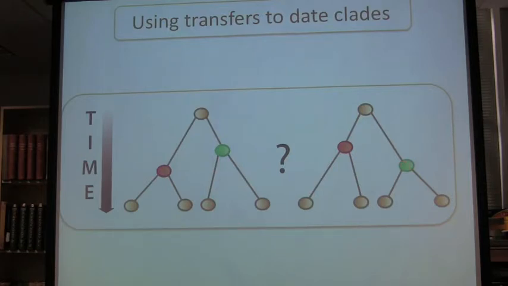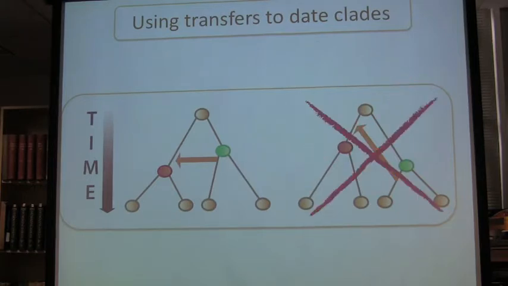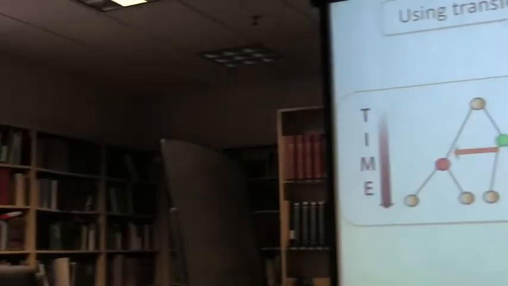Now, if we have a model of gene transfers, we can identify gene transfers. And for instance, if we have a transfer from a descendant of the green node to an ancestor of the red node, then this transfer is consistent with this topology, but it is not consistent with this topology because it requires that we go backwards in time. So short of a time machine, we can't do that, and we need to say that this scenario is not compatible with this transfer. So basically, if we are able to model transfers and identify transfers, then we can start to order nodes relative to each other, and that should help us for dating species trees.